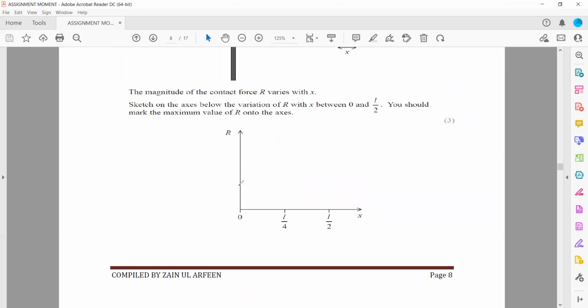So the minimum value is half of W and the maximum value is equal to W. When we plot a graph, the minimum value is half of W and the maximum value is W when it is moved L by 2. When we join these points, this will be the graph. Is it clear how we worked that out?